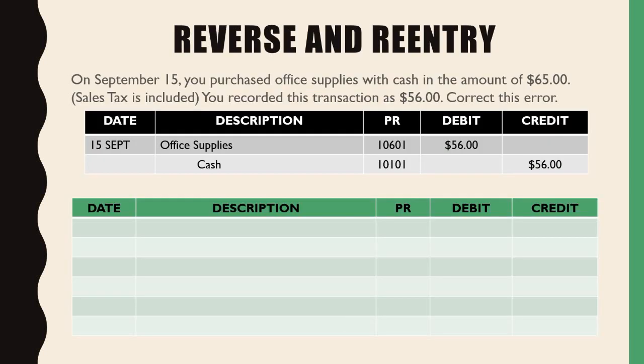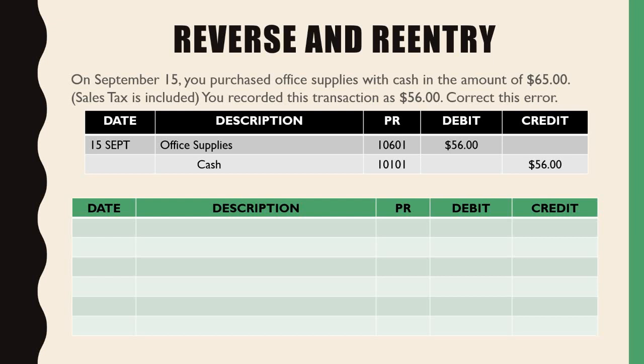So let's go ahead and talk about the first one, which is going to be the reverse and reentry. So in this case, for example, on September 15, okay, we end up purchasing office supplies with cash for the total amount of $65, however, with sales tax included. However, you recorded it in your journal as 56 opposed to 65. Okay, so now we need to correct this journal entry.